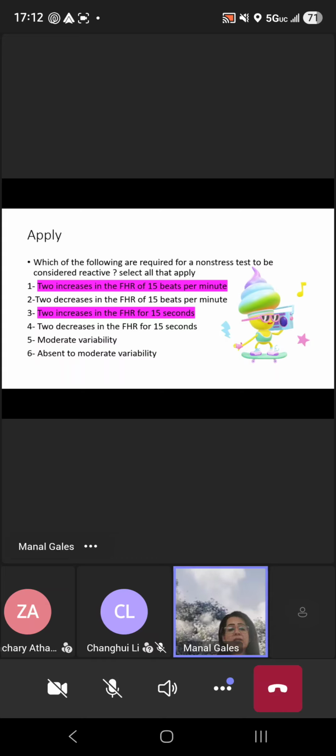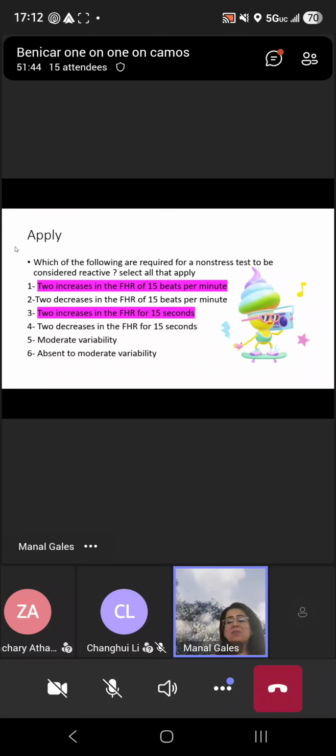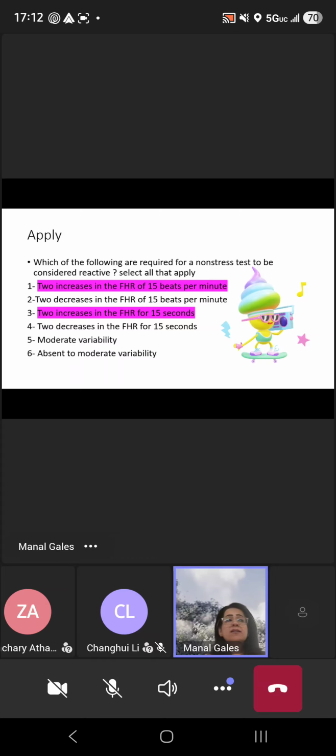Number 5 is not correct because it is moderate variability. It should be mild. Justin, it should be mild variability. We accept mild, not moderate. See, one word is a big deal. Yeah? It is mild, not moderate. You were very close actually. Yes, you're right. Okay, so 2 increases during the 20 minutes. Each increase is 15 seconds and an increase of 15 beats.